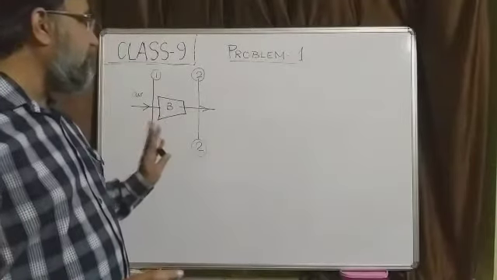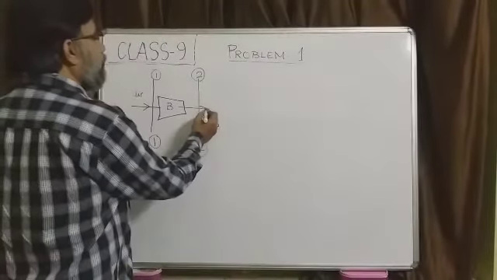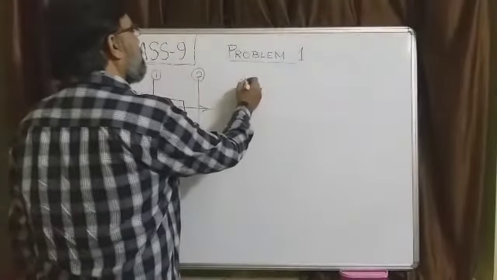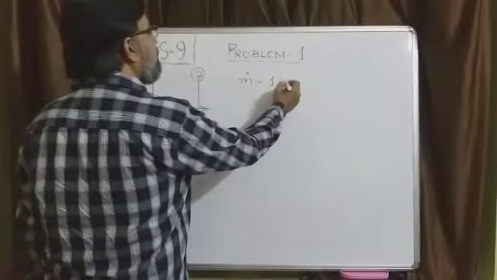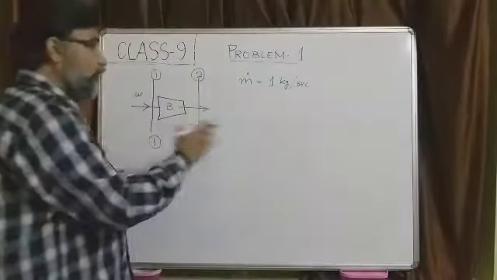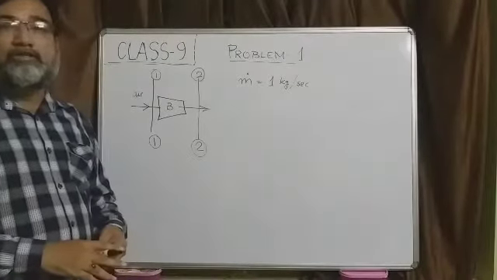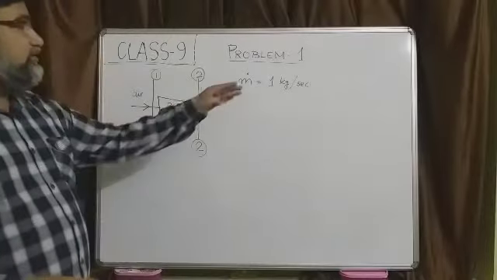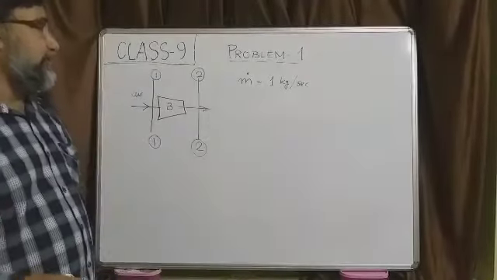Now, what are the things that are given to you at location 1 and at location 2? Mass flow rate is given. How much? 1 kg per second. And you know, in a steady flow, the mass entering and mass going out are the same. So the mass flow rate is 1 kg per second here, and 1 kg per second here.